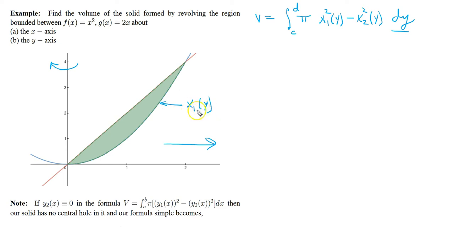Now what we have to do to solve for x1 in terms of y, we have to take the equation for this curve, which is y equals x squared, solve that for x in terms of y, and there we go. So the x1 is going to be the square root of y. So we will put this in place of the x1.